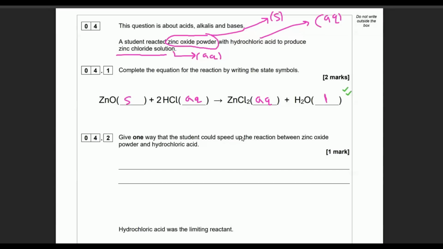Give one way that the student could speed up the reaction between zinc oxide powder and hydrochloric acid. So come on, this is kind of a paper 2 question almost, but how do you speed up reactions? Well, we could say increase the temperature by heating. So if you use heat, you're going to speed it up. We could also say use a catalyst. We could also say increase the surface area. You can't really increase the surface area of the zinc oxide powder. It's already got the largest surface area it can have. We could say increase the concentration of the acid. That's definitely one we could say. All right, let's move on.